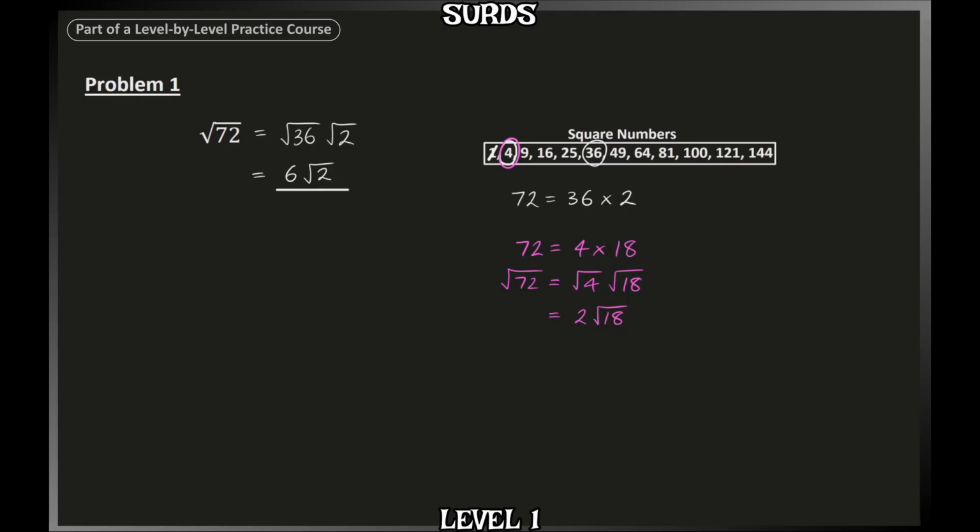But 18 can be rewritten using some numbers on the list, because 18 is 9 times 2. So we can now rewrite this as 2 times the square root of 9 times the square root of 2, and the square root of 9 is 3. So this becomes 2 times 3 root 2, and because 2 times 3 is 6, 2 times 3 root 2 is 6 root 2. So we get exactly the same answer we had before, but it was a lot more work because we didn't choose the largest factor at the very start.